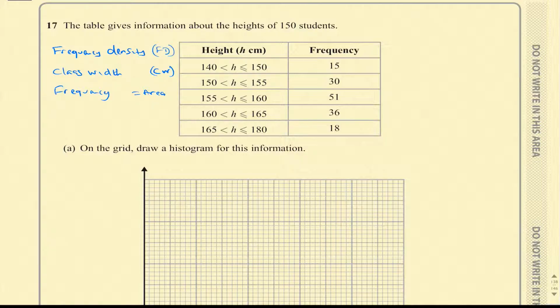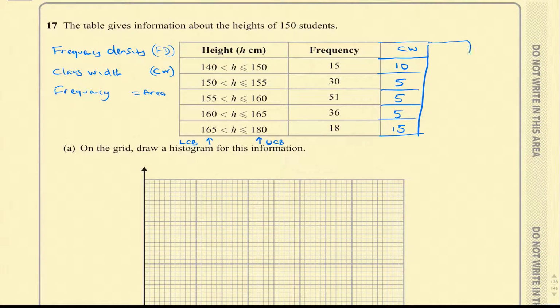Now, our class width is the difference between the lower class boundary and the upper class boundary. The lower class boundary is this vertical here, that's the upper class boundary, and these ones here are the lower class boundary. So for class width, it will be 150 minus 140, so that will be 10. And next is 160 minus 155, which is 5. 5 again. 180 minus 165 is 15. So that's our class width.